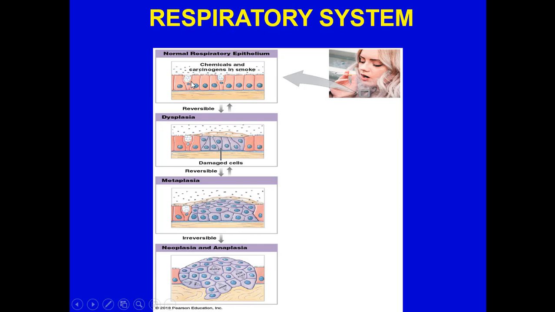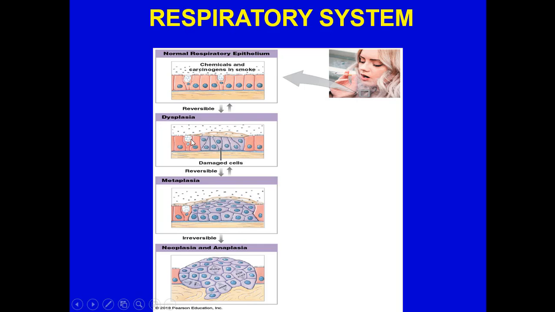As I said, you have a failure or a paralysis of the cilia during the exposure. So the chemicals may deposit into the mucus, but then may come in contact with the cells. They may lead to damaging of the cells. This is the dysplasia. Note that from normal respiratory epithelium through metaplasia, there is a reversibility. But once you get past metaplasia, the movement down to neoplasia and anaplasia, the process is not reversible.